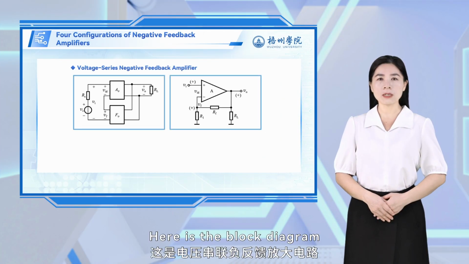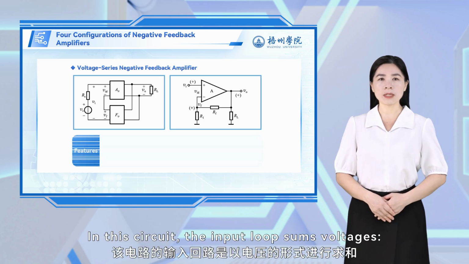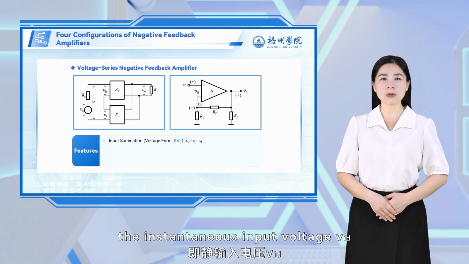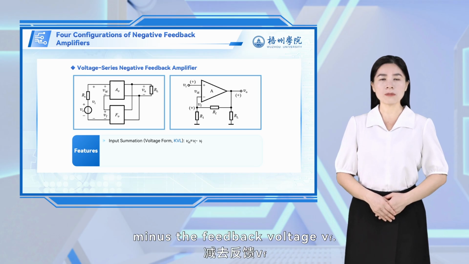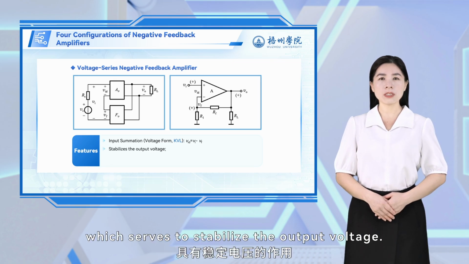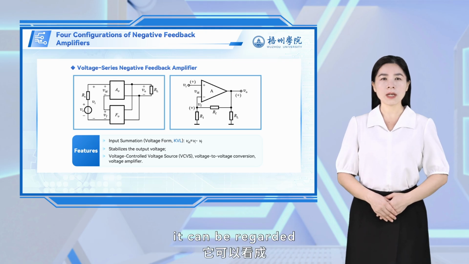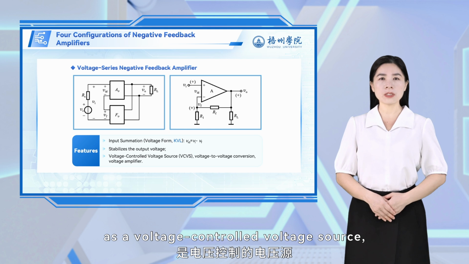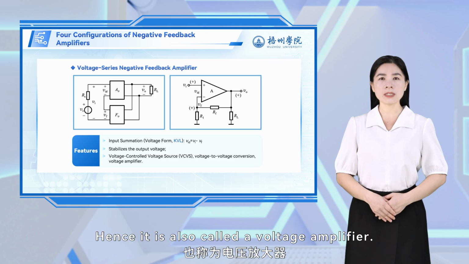Here is the block diagram of a voltage series negative feedback amplifier. In this circuit, the input loop sums voltages. The instantaneous input voltage VID equals the source voltage VM minus the feedback voltage VF. The output sampling signal is a voltage, which serves to stabilize the output voltage. Therefore, it can be regarded as a voltage-controlled voltage source, typically used for voltage-to-voltage conversion. Hence, it is also called a voltage amplifier.